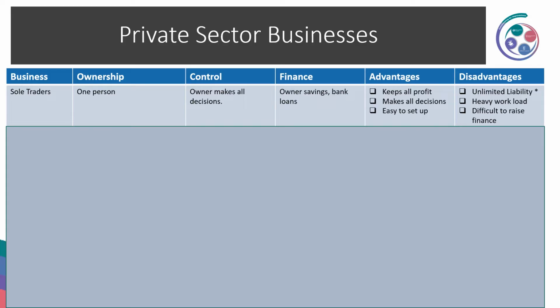The advantage is that you get to keep all the profits because you're running the business yourself. You make all the decisions and it's easy to set up. So you or I could just go and set up a sole trader right now. There's not a lot of legal paperwork involved. So it's the easiest type of business to set up.